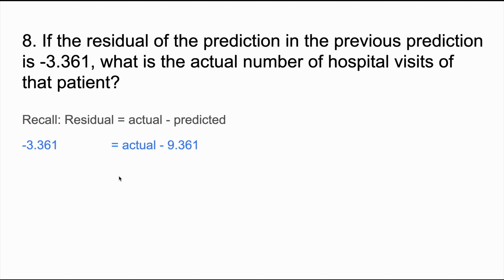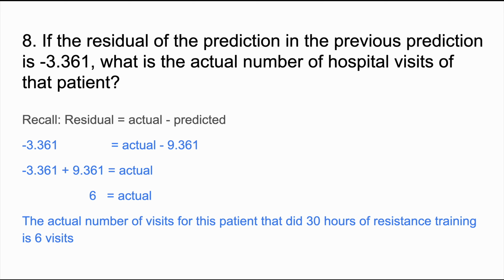So I'm trying to figure out this actual. I can add this to this side. I left that space there so I could add it to this side. And if I move this over here by adding it, then I'll get the actual. And so I see that their actual number of visits was 6 visits. So the actual number of visits for this patient that did 30 hours of resistance training is 6 visits.